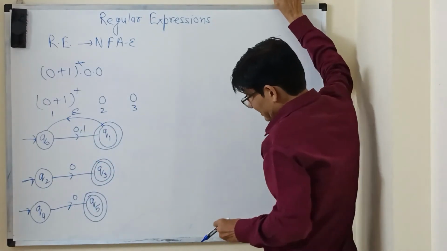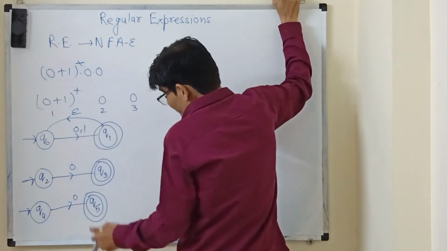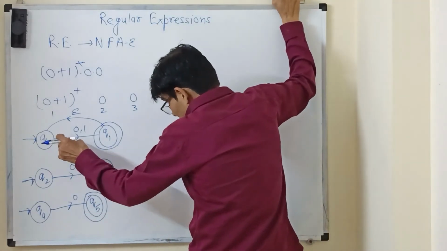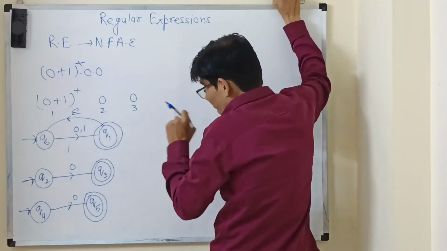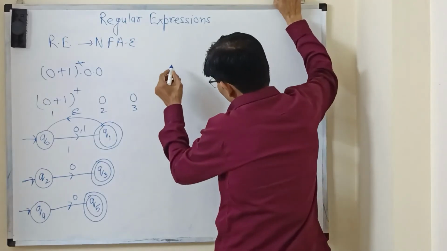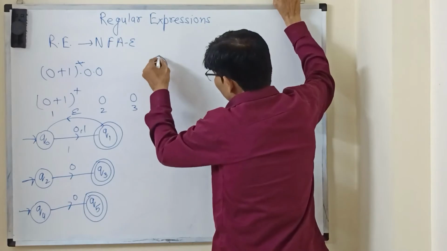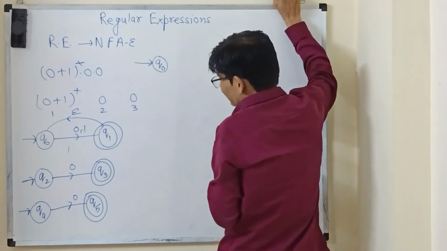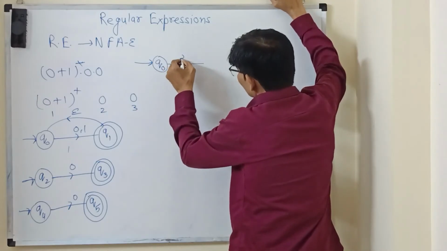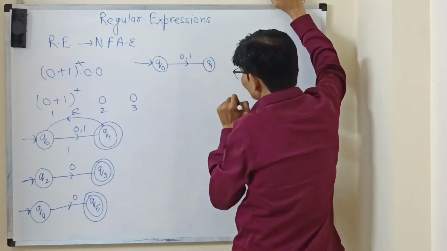All these machines will be connected in a series. So first part is this, second part is this, third part is this. Now for the first part, whatever the initial state of the first part is, it will be the initial state of the final NFA with the epsilon move. So I can create one initial state as Q0, which is the initial state of the complete NFA, and then I can have one transition of 0 or 1 there to Q1.